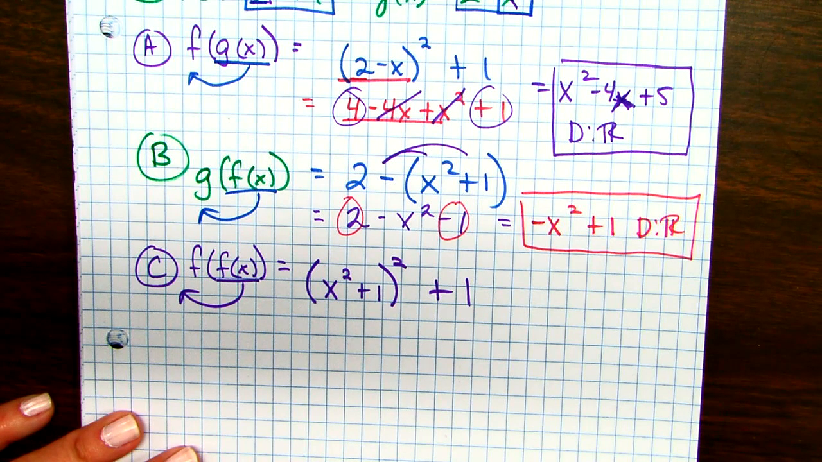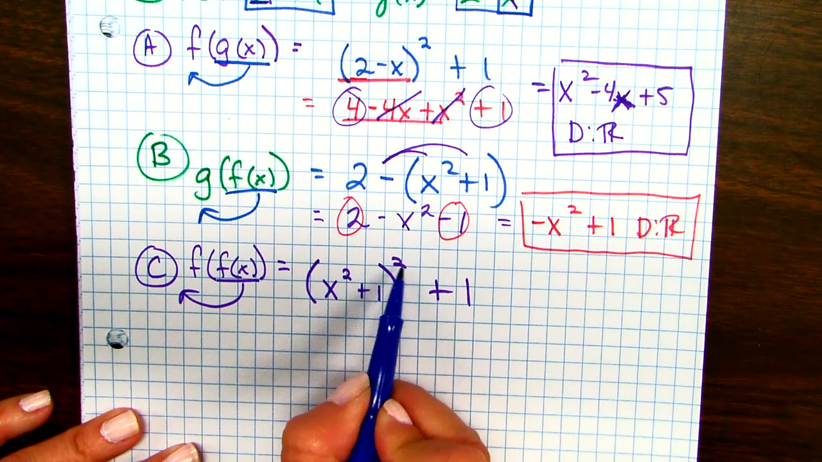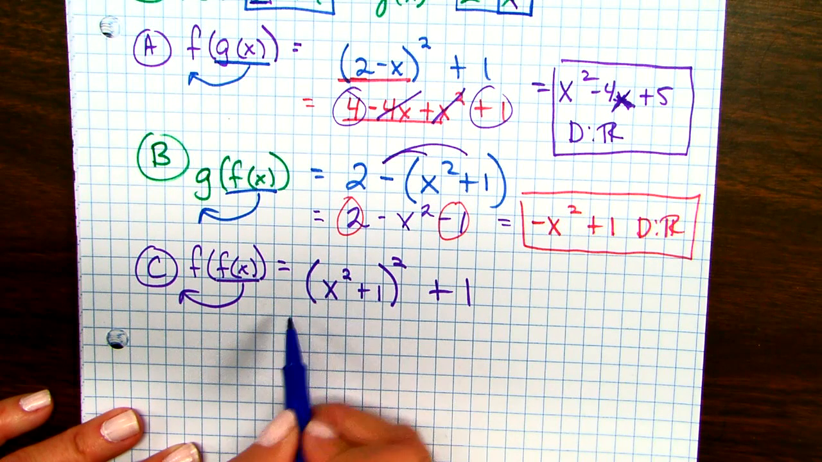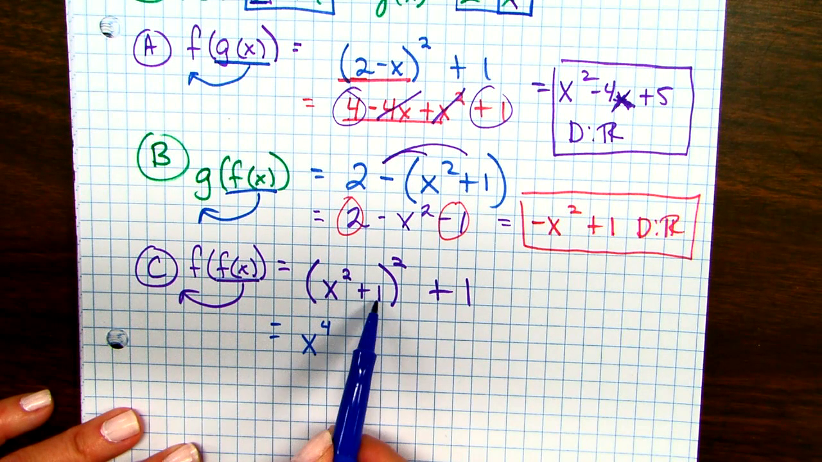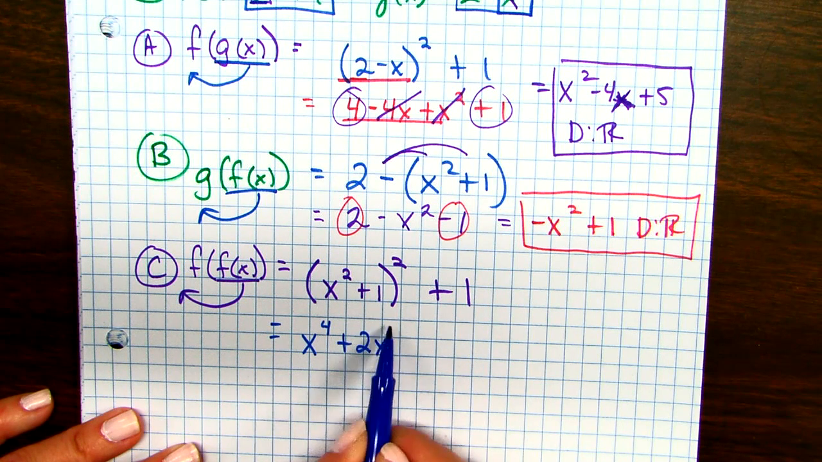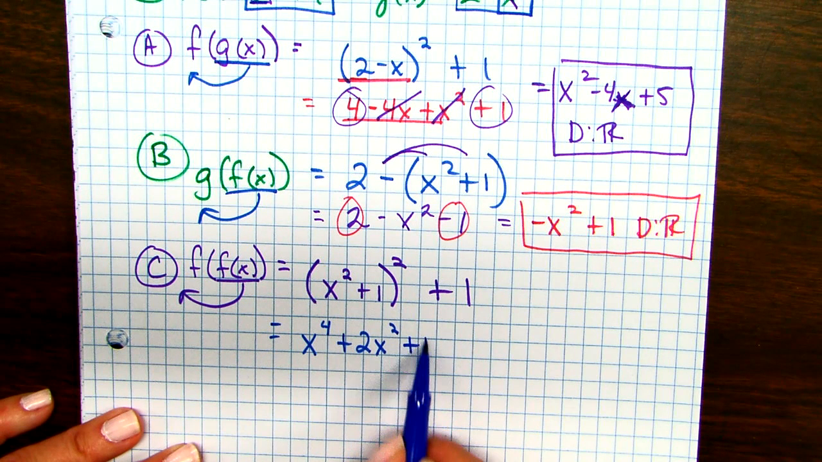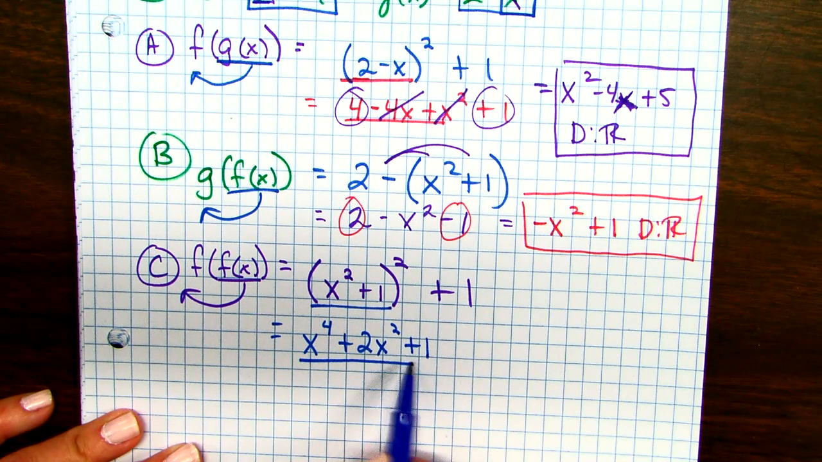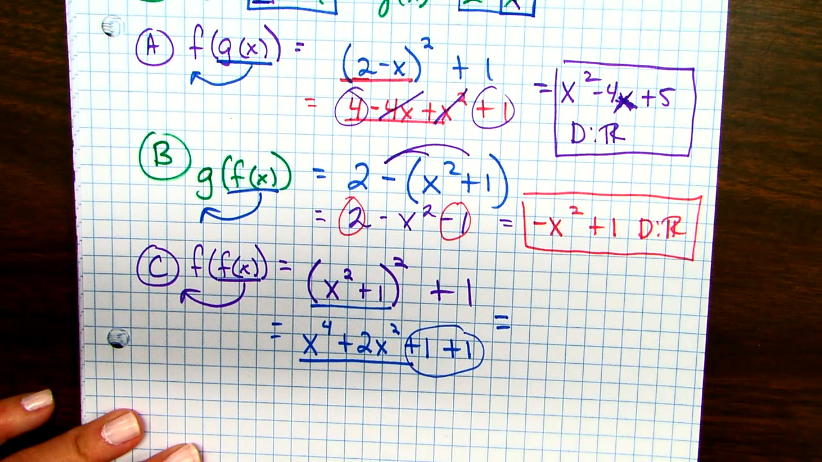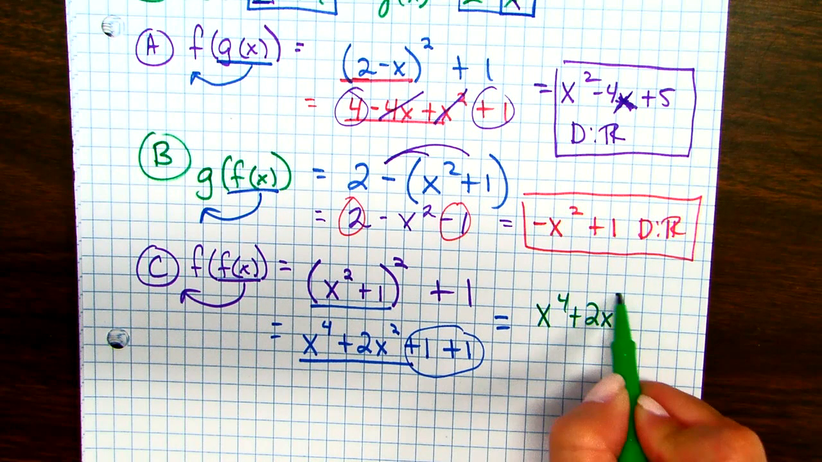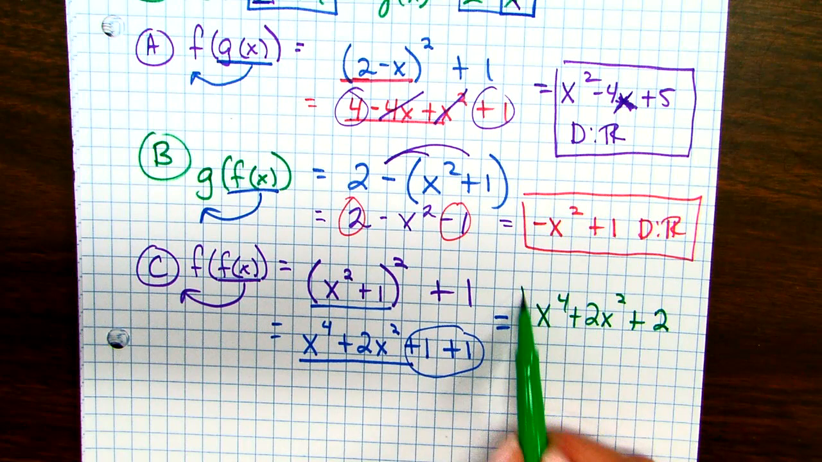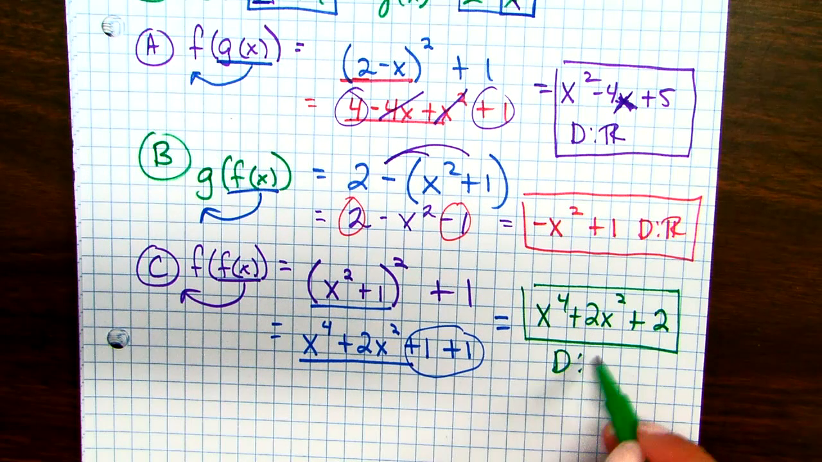You can either go off to the side and FOIL it, or when I do x to the second, that's a power property. Multiply my powers. X to the fourth. Multiply x squared times 1 together and double it. X squared times 1 is x squared, times 2 is 2x squared, and then 1 squared. So that is that. Don't forget there's another plus 1 right here. And you can combine those two like terms. Domain is all real numbers.